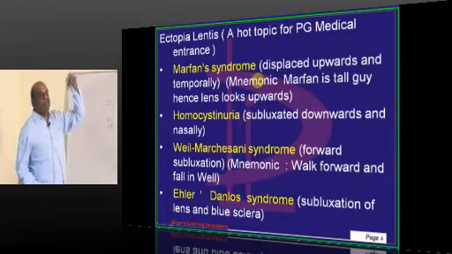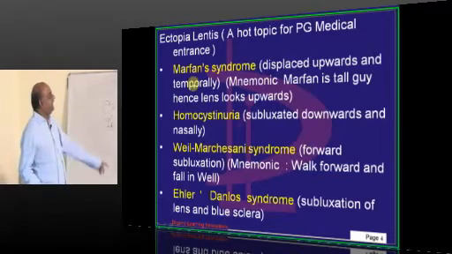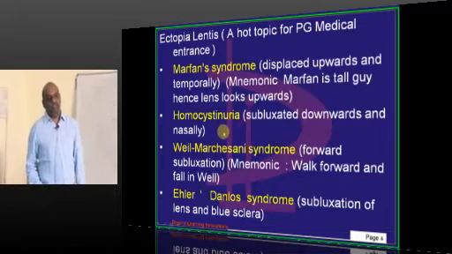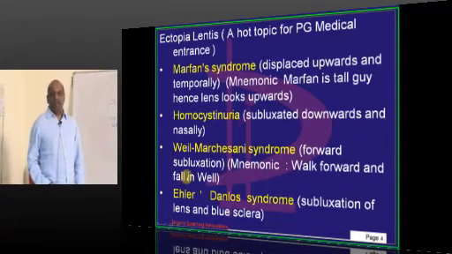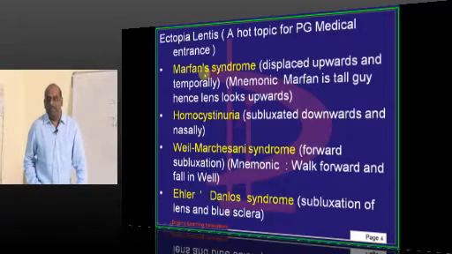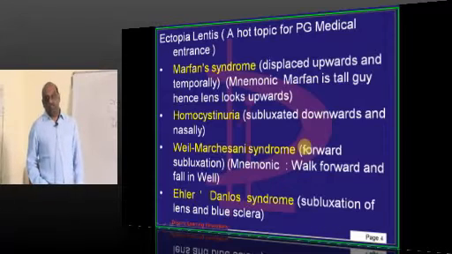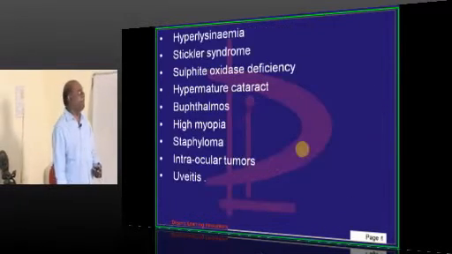Marfan is displaced upward temporarily because Marfan is a tall guy, he has to look up. I mean, we have to look up actually. Then homocystinuria, it is obviously downwards and nasally. Well, Weill-Marchesani, forward, you walk forward and fall into a well. So, Weill-Marchesani is forward subluxation. Ehlers-Danlos, they have a subluxation along with blue sclera is what you have to basically remember.